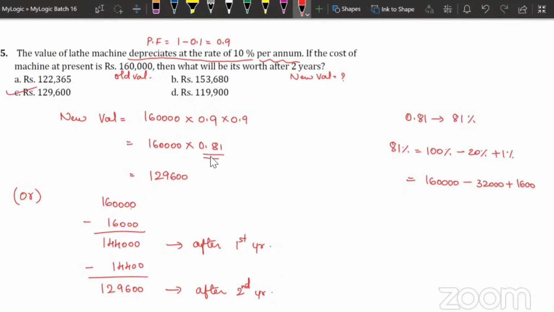You have to use this percentage factor method and try to solve it this way. Suppose it reduces by 20% for 2 years. If it reduces by 20%, then the percentage factor is 0.8, and it reduces for 2 years. Therefore, you will write 0.8 into 0.8, which is 0.64. Now, this is nothing but 64%.